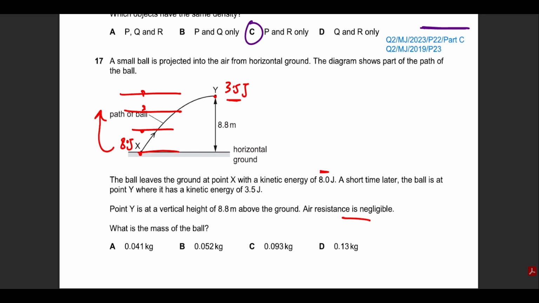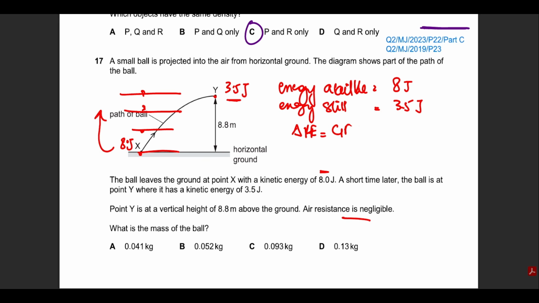So I would argue that the energy available in the system before everything began was 8 joules. Energy still present in the system in the form of kinetic energy is 3.5. So what is the energy that we can't figure out where it went? That must have been converted into gravitational potential energy. So the change in kinetic energy must be invested in gravitational potential energy. This is where we get the formula, which is going to be 8 minus 3.5 equals mgh.